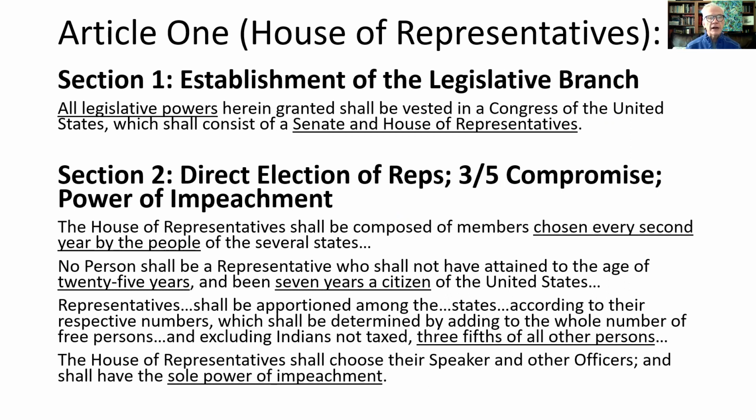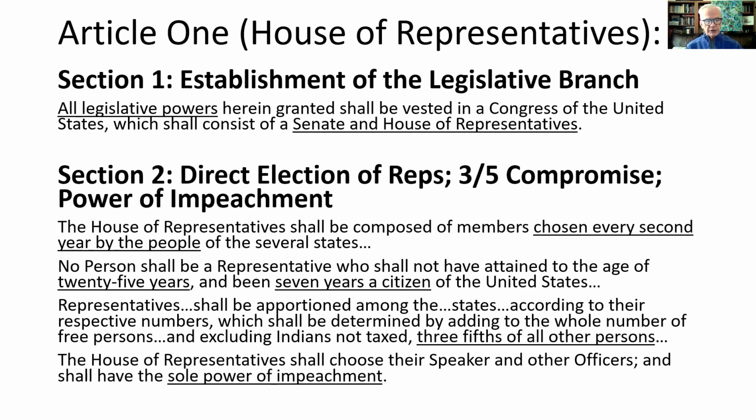So Article 1, Section 1 talks about the establishment of the legislative branch, says that all legislative powers shall be vested in a Congress, which will consist of a Senate and a House of Representatives. And Section 2 goes on to talk about the House of Representatives. It says basically that every member of the House of Representatives has a 2-year term. Every 2 years, everybody in the House is up for election or re-election. It requires a minimum age of 25 years. You have to have been a citizen of the United States for 7 years. So you don't have to have been born in the United States to be elected to the House of Representatives.